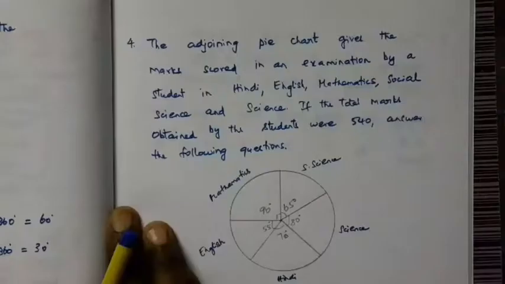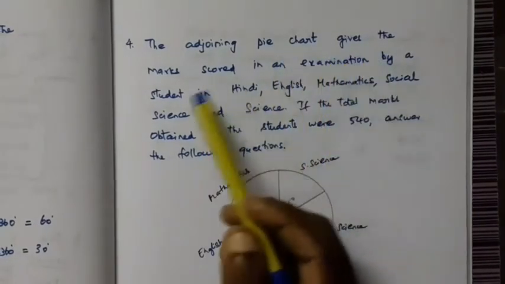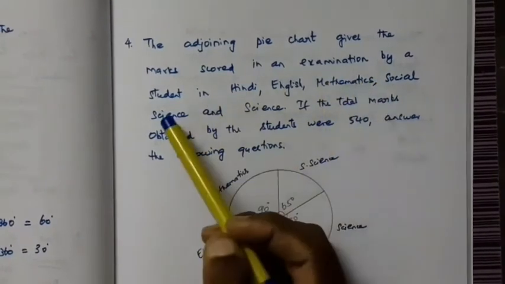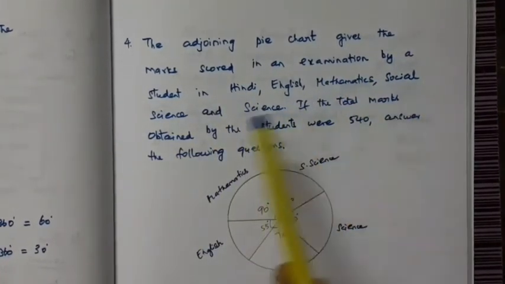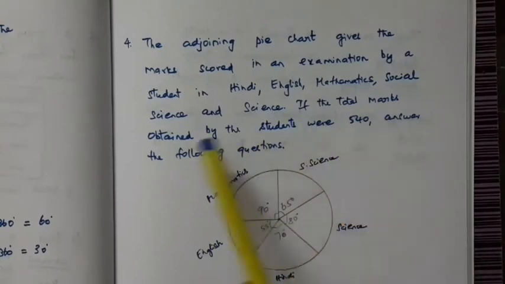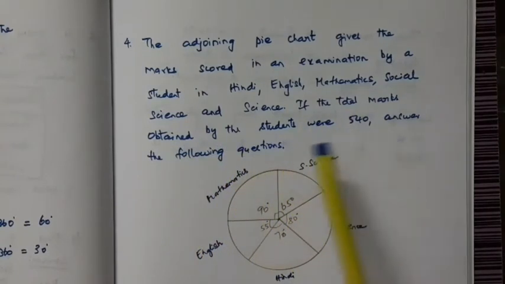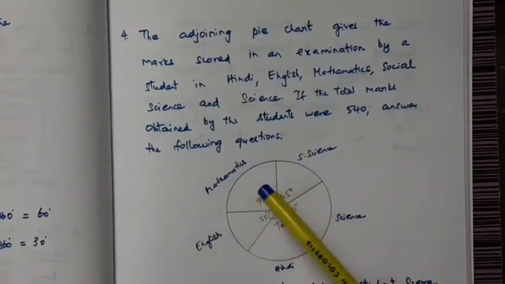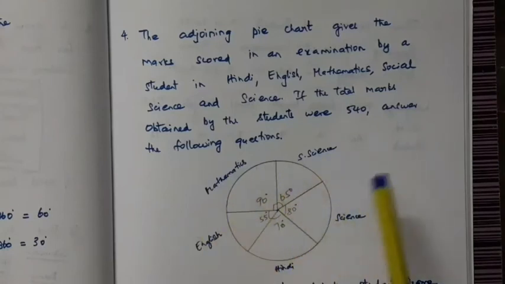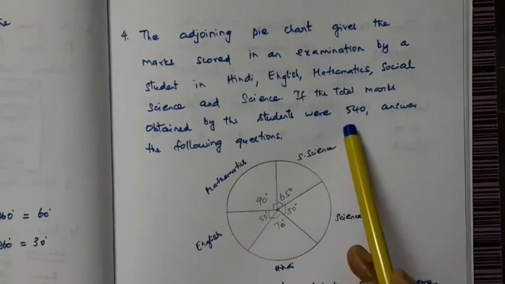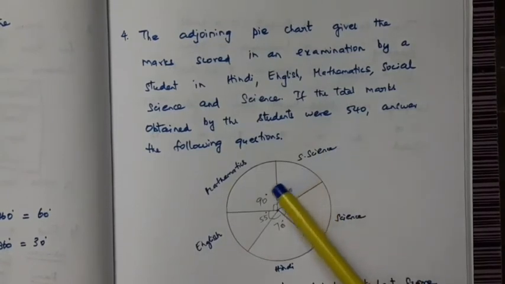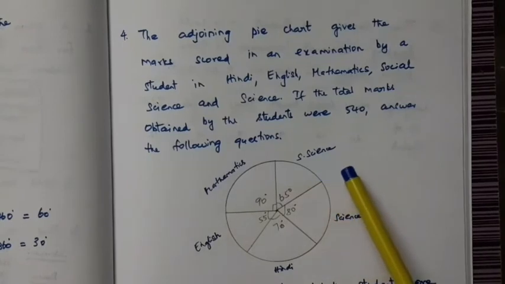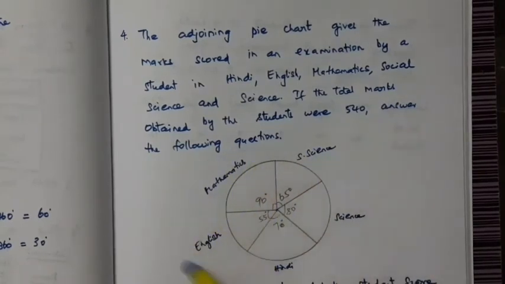Next problem is, the adjoining pie chart gives the marks scored in an examination by a student in Hindi, English, Mathematics, Social Science and Science. If the total marks obtained by the students were 540, answer the following questions. Here they have given the angles. For each subject they have given the angles and they also mention the total mark obtained by the students. They didn't say the mark in each subject. They have mentioned the total marks together, which is 540, and they have given the angles. This is the opposite way from the previous problem.